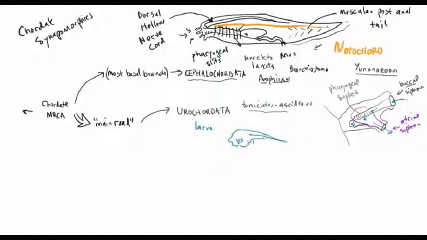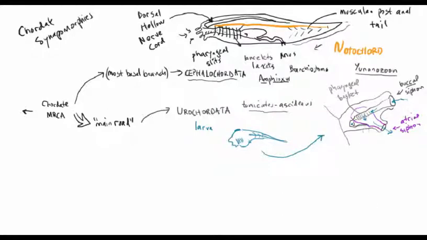There's going to be an anus right there. So in other words, this tail is going to be muscular and postanal. And what happens is that this weird little animal is going to settle down on the bottom. It's going to transform. It's going to land right here on its head, and it's going to transform into the adult urochord that we see over there.